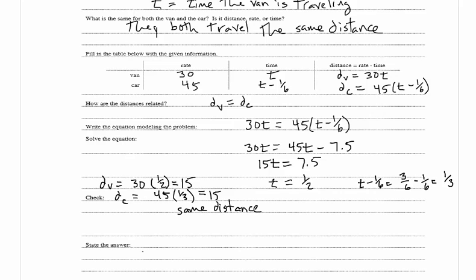And now we want to state the answer. So we can say that the car caught the van a half hour after they passed the landmark, and the van passed the landmark at noon. So we can say that the car caught the van at 12:30 p.m.